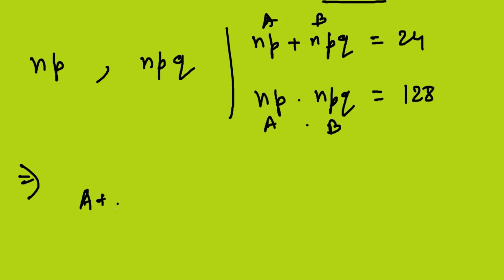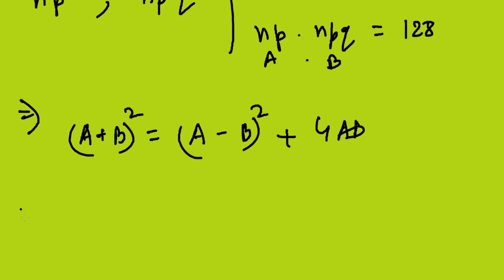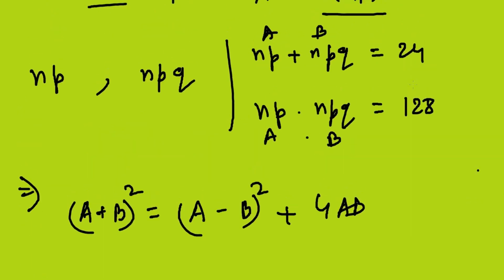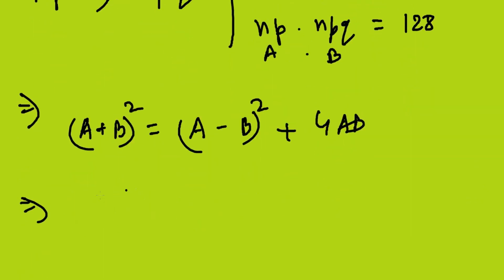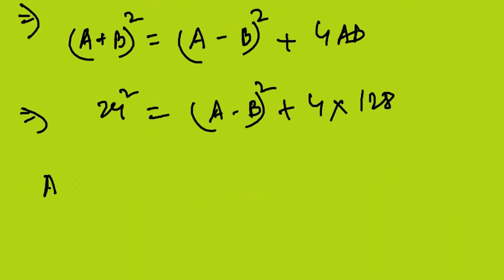So (a plus b) whole square equals (a minus b) whole square plus 4ab. We can write this. So what is a plus b over here? It is 24. So this will be 24 whole square, and what is a minus b? This is what we will find out. Plus 4 times ab, and ab is 128. So now a minus b can be calculated.